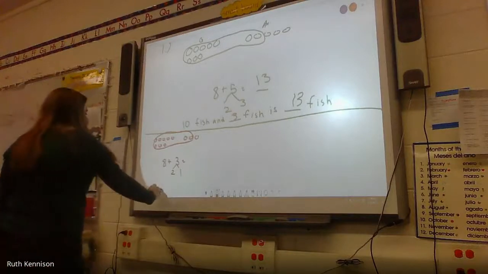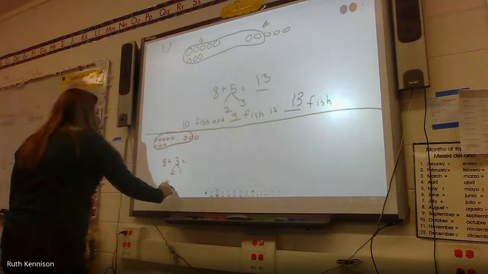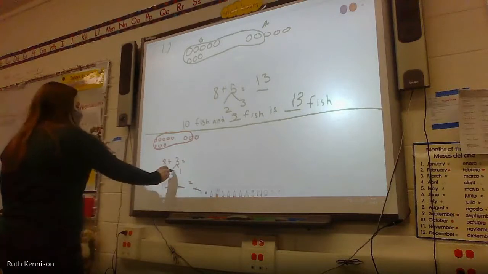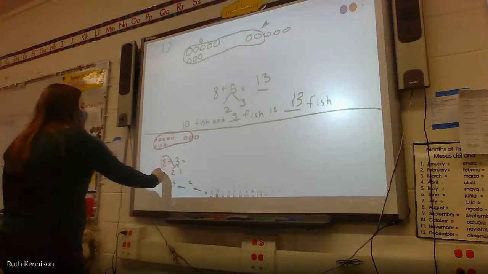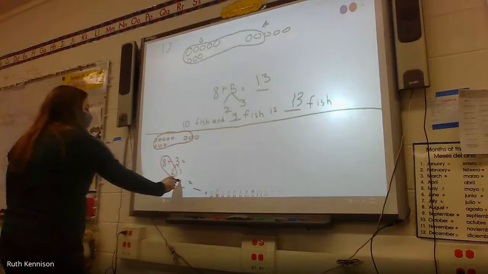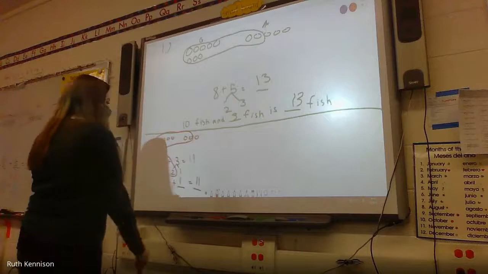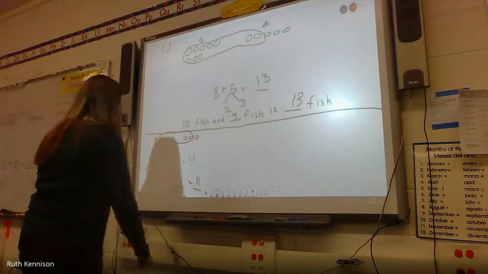And then you have your 10 plus blank equals blank. Guess what? Your 8 plus 2 equals 10. There is 1 left over. 11.